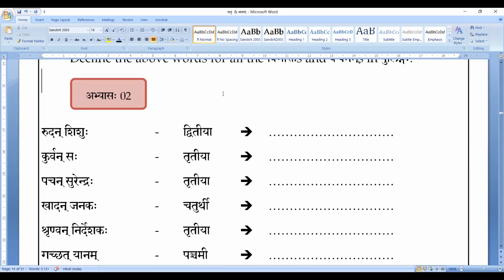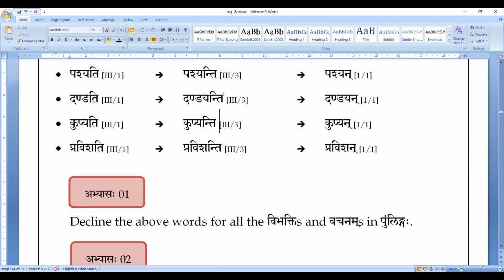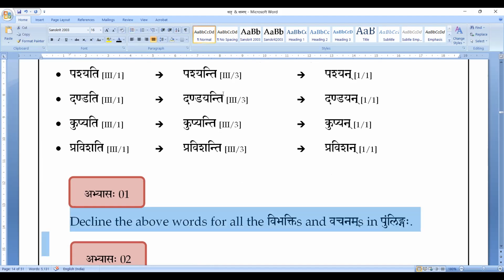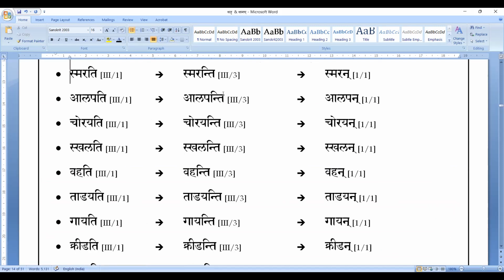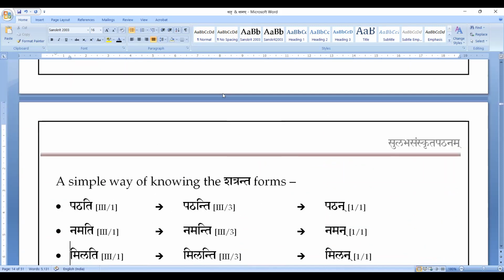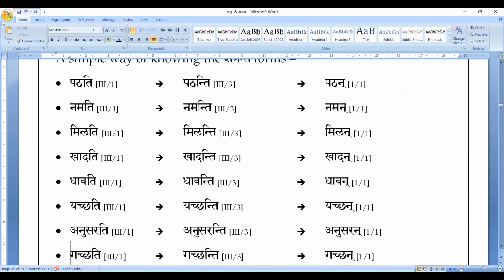Okay. So we'll decline all the above words for the vibhaktis and vachanams in all lingas. We'll try practicing this. There is a long list of dhatus. Then go through this. We will stop here. Any doubts? You can ask. Yes. We'll go through, and please go through. Today also we are not able to do the ceremony. We'll see. Let's pass it on.